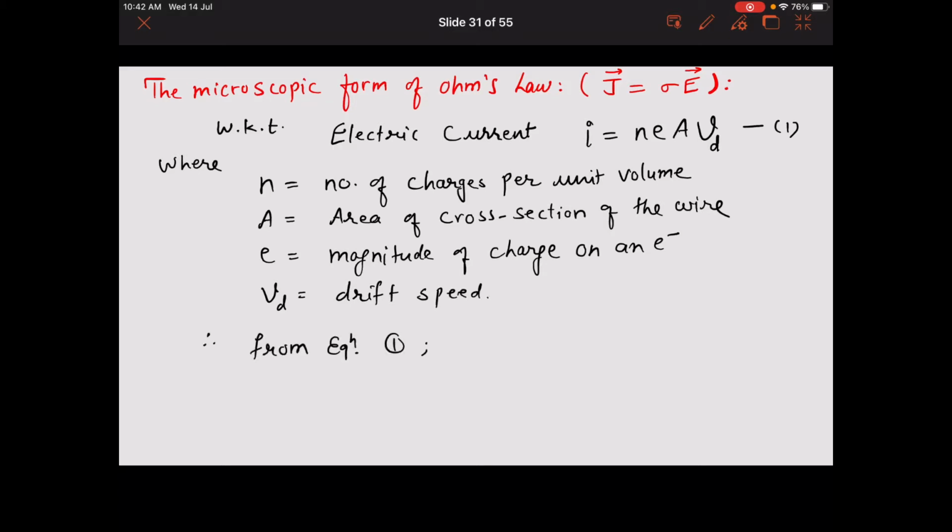Therefore, from the equation we can also write I by A equals n e Vd. Here I by A is called J, that is current density.